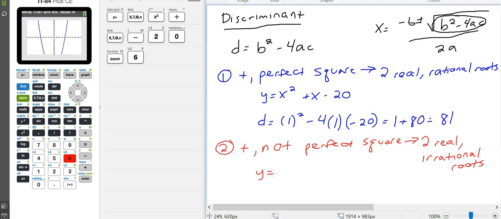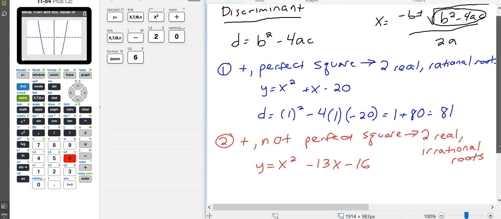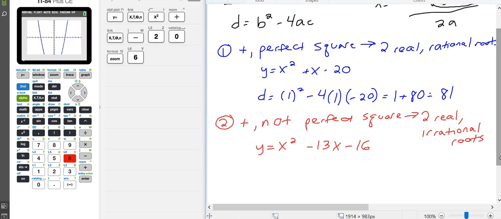Let's look at an example. y is equal to x squared minus 13x minus 16. And let's find the discriminant. The discriminant is b squared, b in this case is negative 13, so negative 13 squared minus 4 times a, which in this case is 1, times c, which is negative 16.